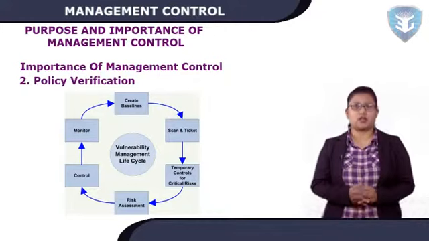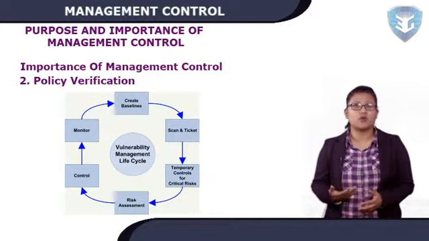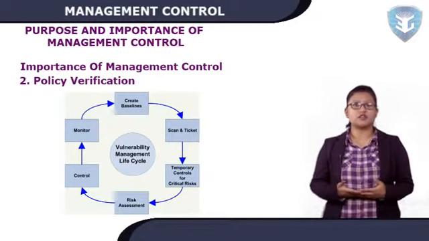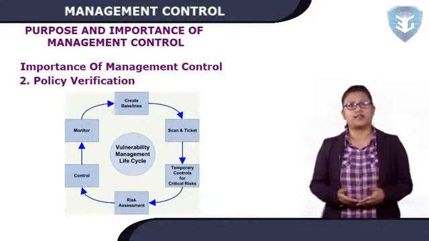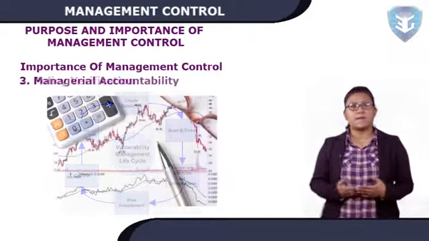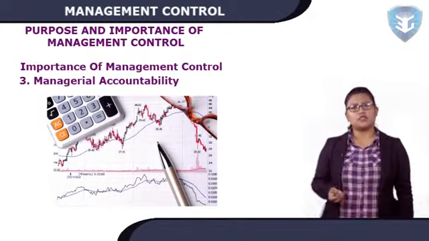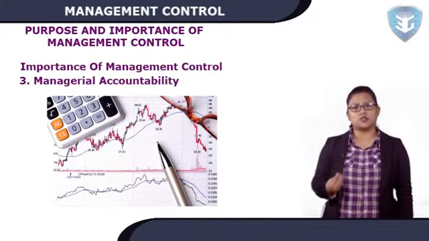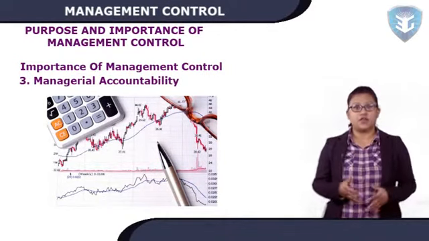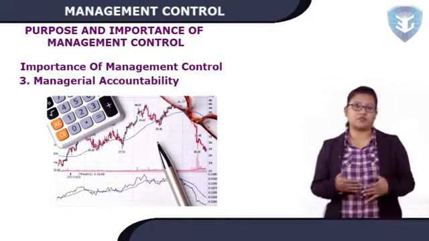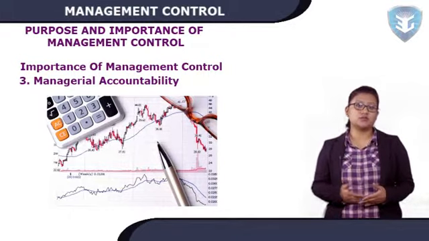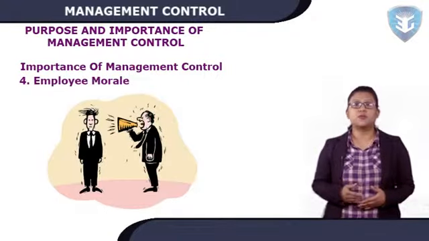Policy verification. Control enables management to verify the quality of various plans. It may reveal that plans need to be redrawn or goals need to be modified. Changes in the environment may render the original plans non-workable or deficient. Managerial accountability. When a manager assigns some activities and delegates authority to his subordinates, he remains responsible for ultimate performance. Therefore, a manager should check up on the performance of subordinates to ensure that they are utilizing the delegated authority in the desired manner.